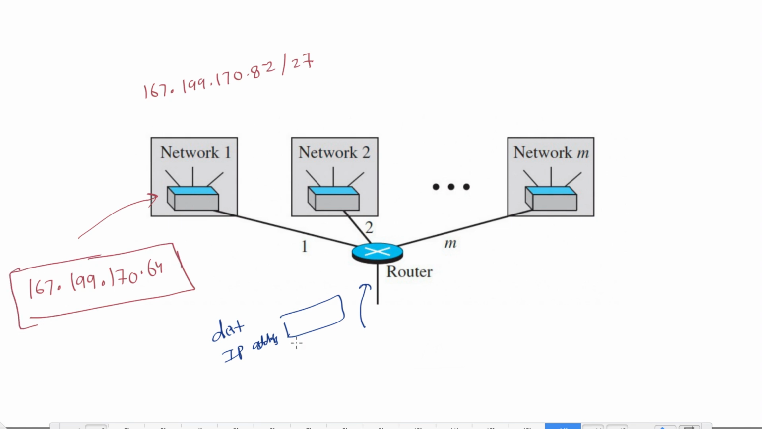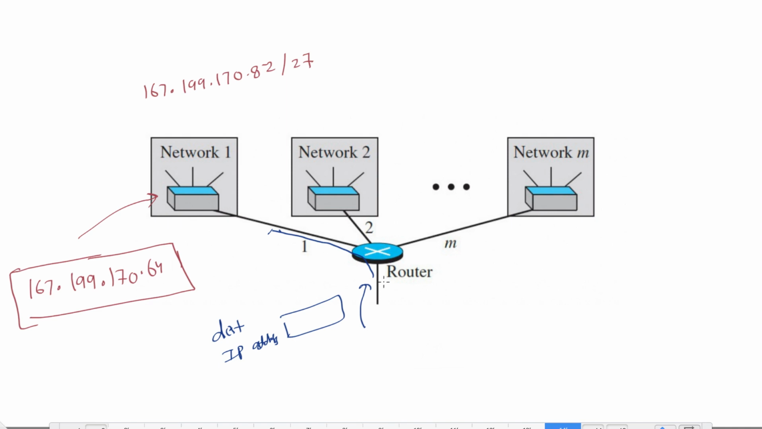Now from this destination IP address, the router will somehow try to capture the information about the network address. And if the network address happens to be this address, corresponding to this destination IP address, then this packet will get routed to interface 1. So what is going to happen?